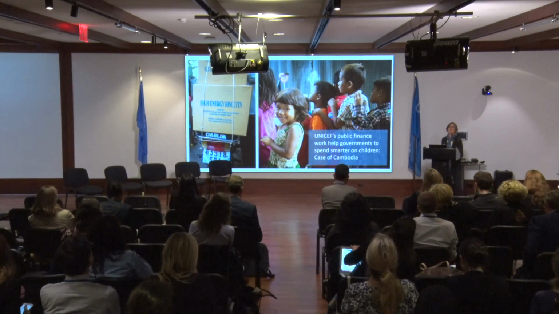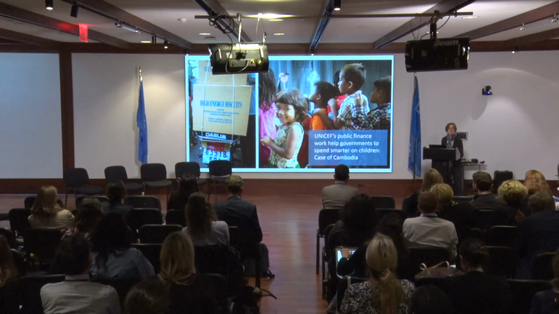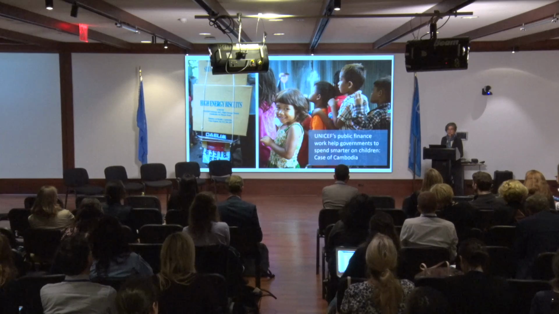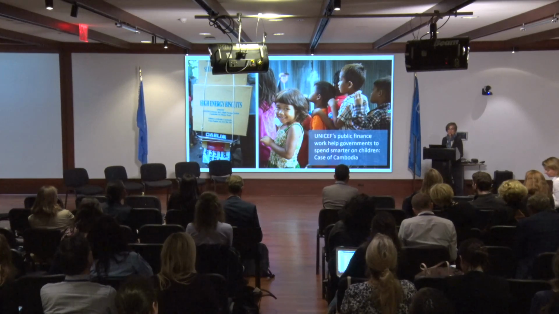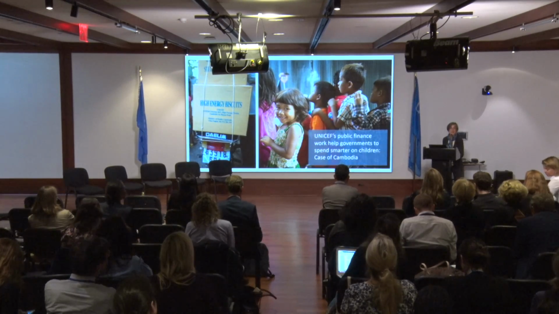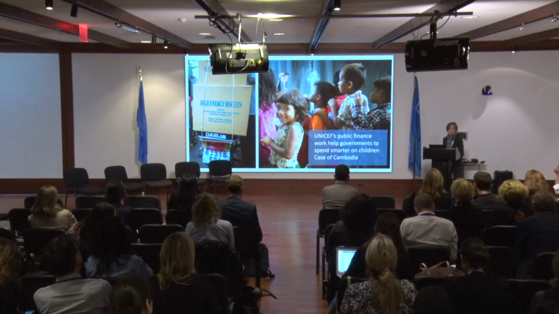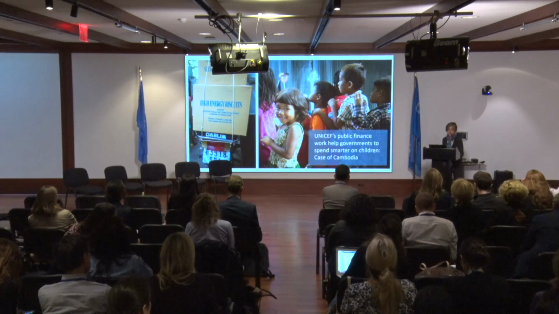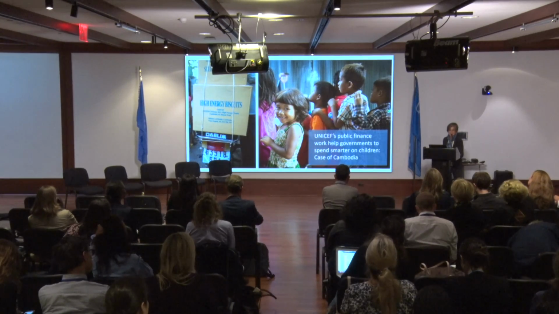And here, I really want to emphasize that UNICEF's work is not simply about spending more. The idea is to help governments to spend smarter on children, for education, for health, for nutrition, for protection, and for WASH. And it's not just about how much. It matters that that money is spent on the right goods and services and that these reach the poorest children. So here's how this worked in Cambodia in 2018.